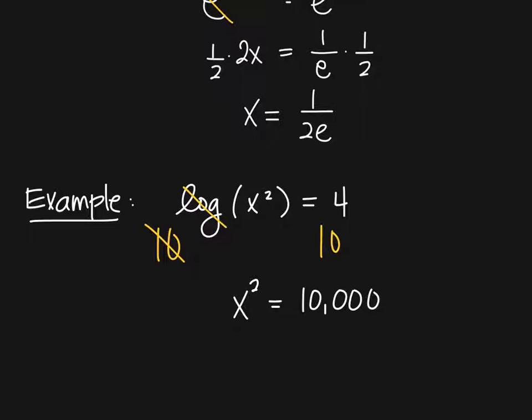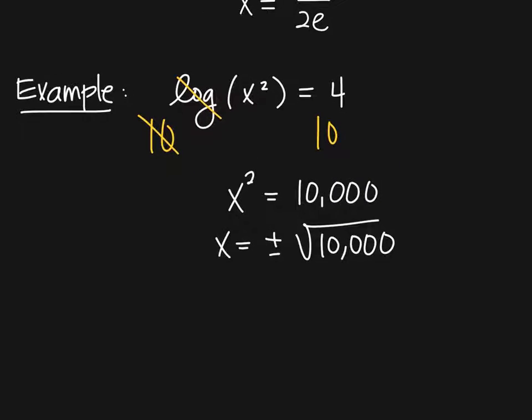Now what do I do to both sides? I take the square root, but what goes in front of every single square root? It is the plus or minus. So we want the plus or minus square root of 10,000, which is reducible because 10,000 is the perfect square of 100. So the answer is plus or minus 100 in this case.